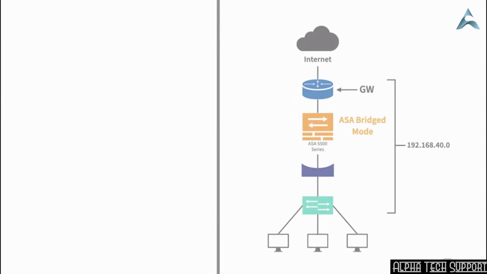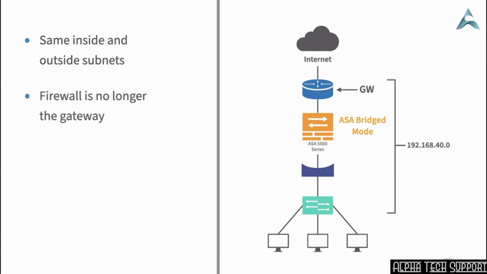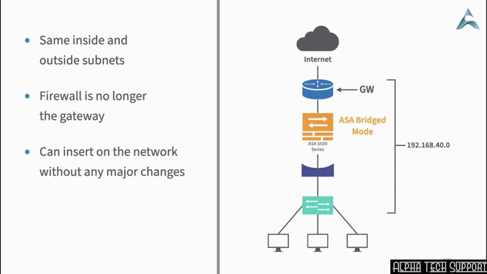In transparent mode, we can pass certain types of traffic that might be blocked by a routed firewall. Transparent mode has the same inside and outside subnetworks. The firewall is no longer the gateway. But one key benefit is that you can insert a transparent firewall onto the network without making any IP address changes on the other devices.